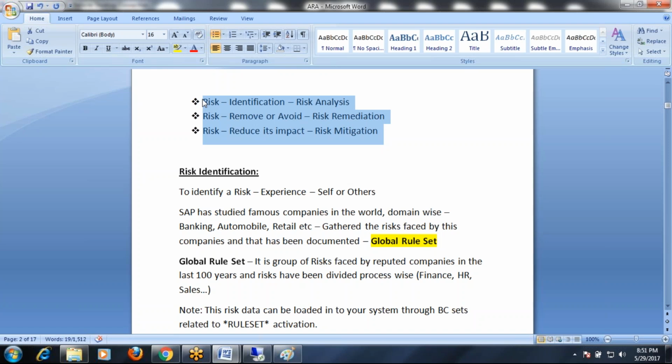How to identify a risk, how to remove or avoid a risk, how to reduce the impact of the risk. So that is called risk analysis, risk remediation, and risk mitigation.